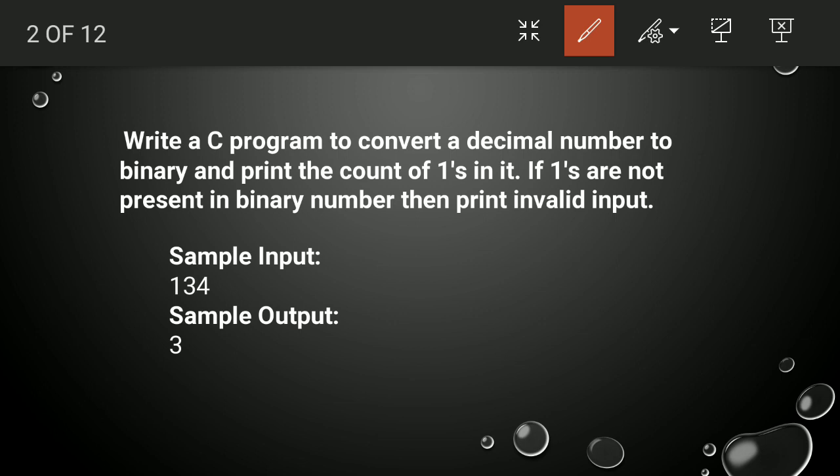And if there is no one, for example, if instead of the input 134 we had given the input 4, how would we convert it? We write the powers up to the number, so 1 0 0. Here also 1 comes, so our output is 1.